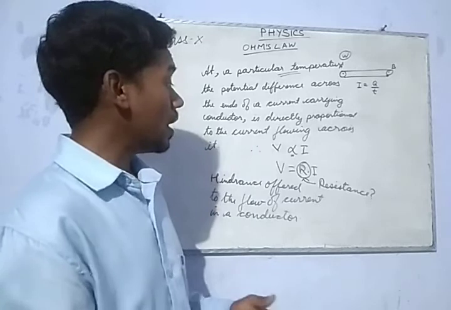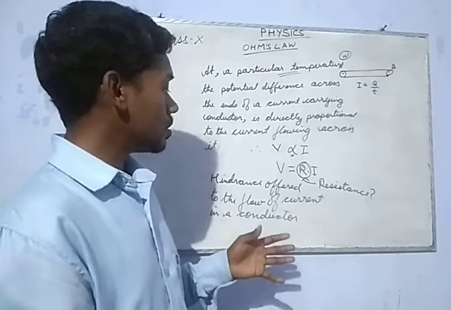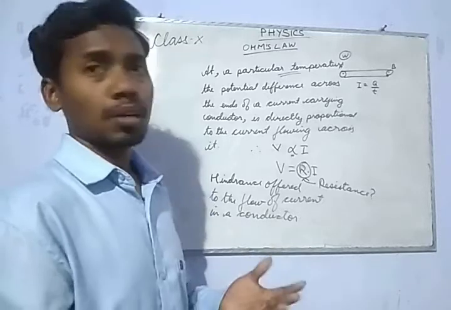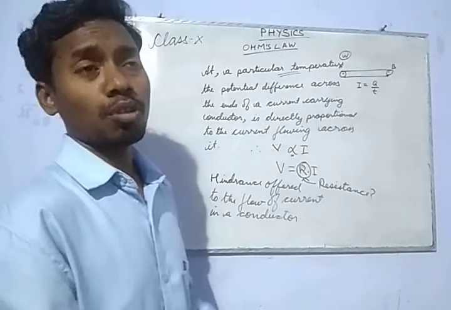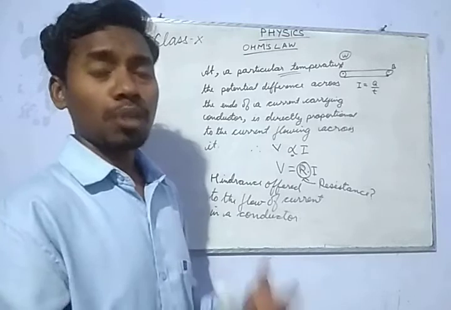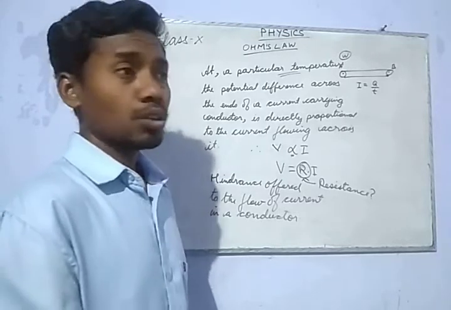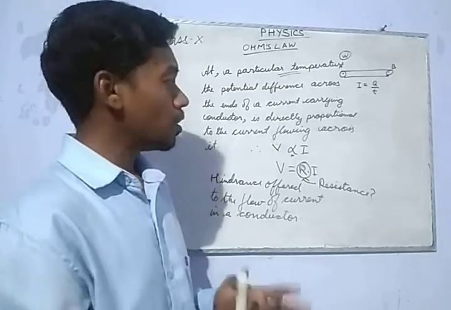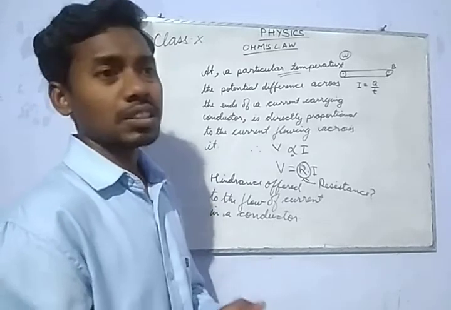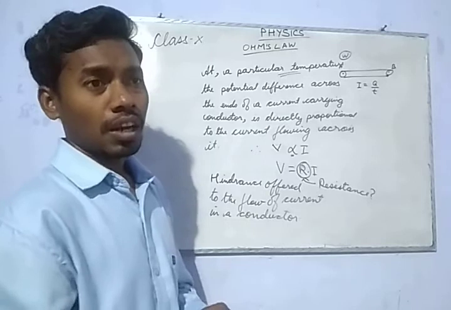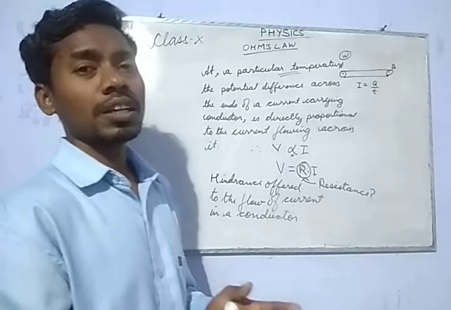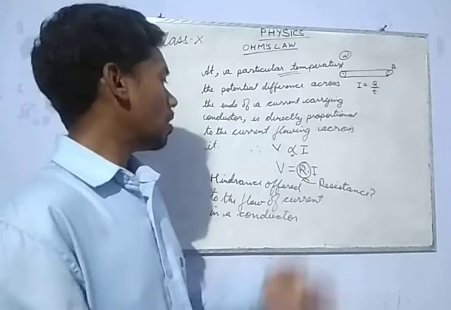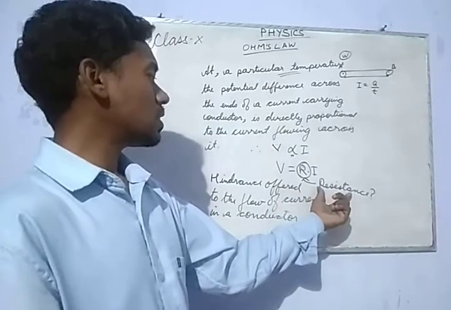Okay, and since the conductor can be of different types, it can be made up of silver, copper, brass, or iron. So different conductors have different ability to provide resistance. And that ability of providing resistance is called resistivity.